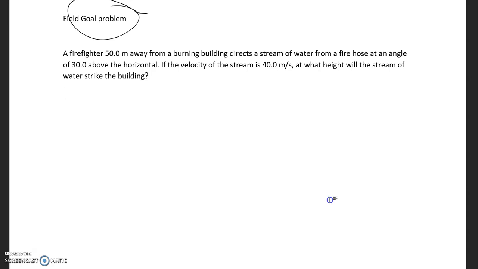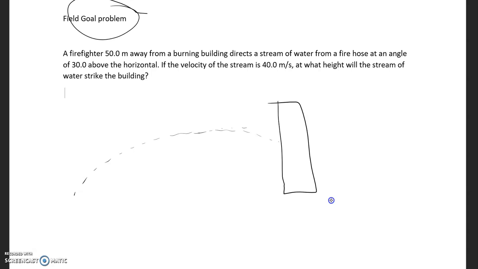It says a firefighter 50 meters away from a burning building directs a stream of water from a hose at an angle of 30 degrees above horizontal. If the velocity of the stream is 40 meters per second, at what height will the stream of water strike the building? I'm going to draw a picture for this. You have this stream of water, and it's going to hit this building.